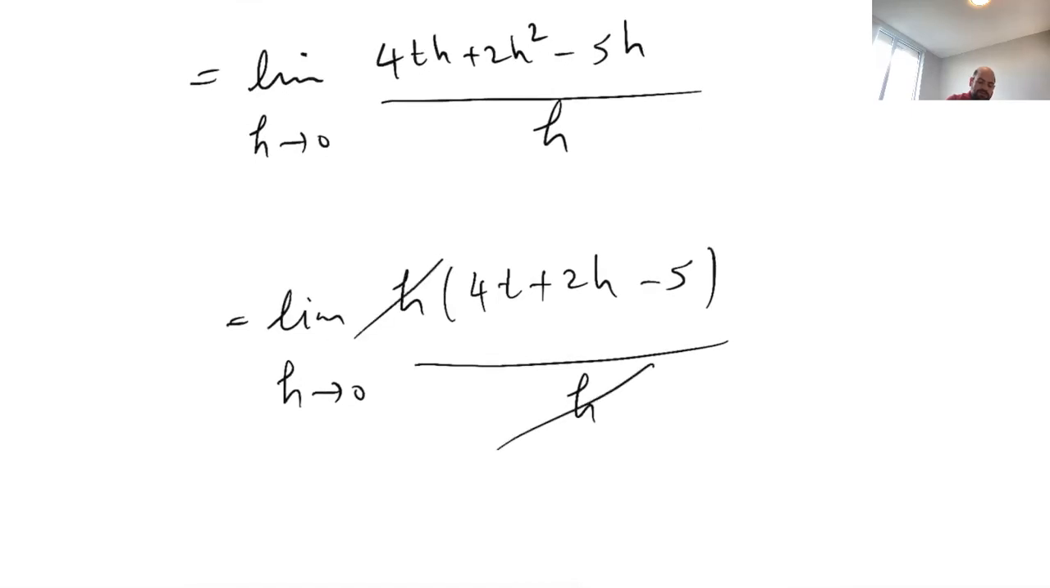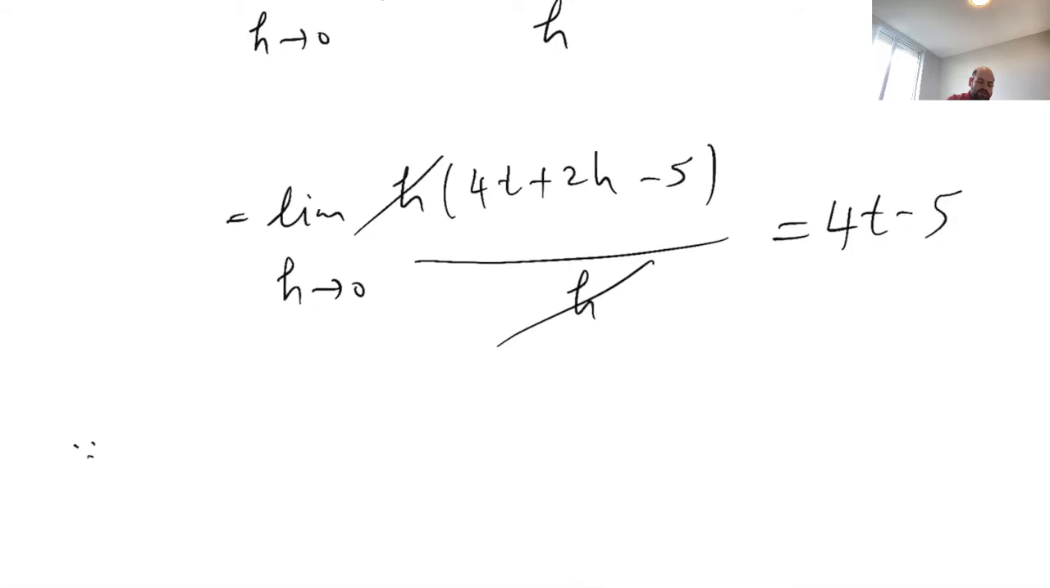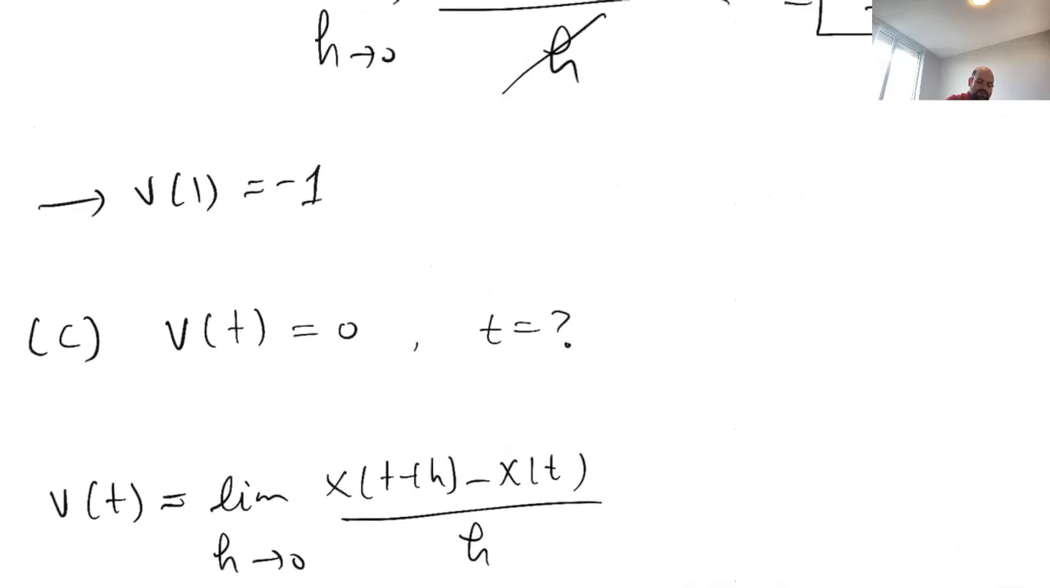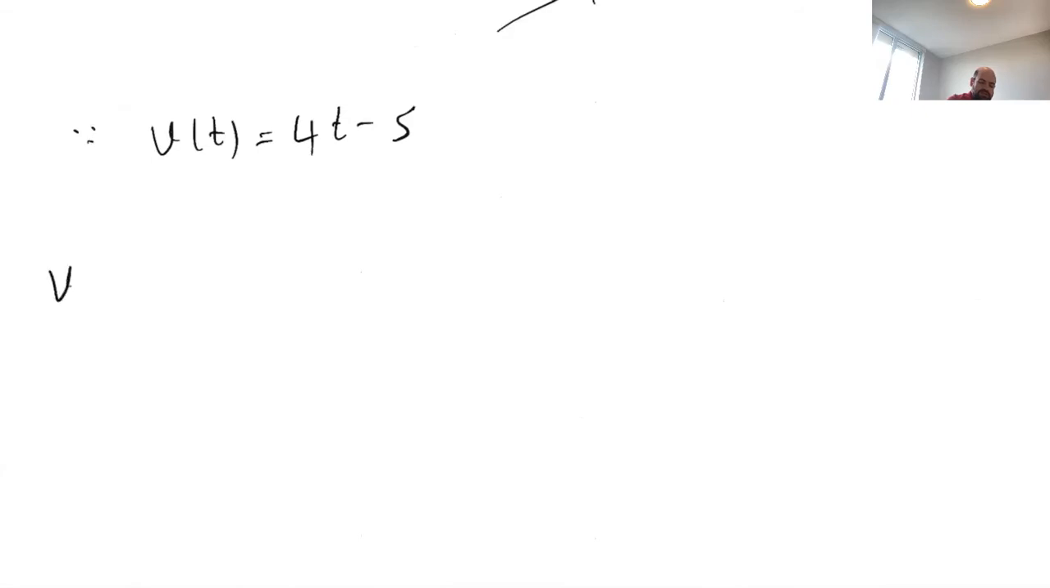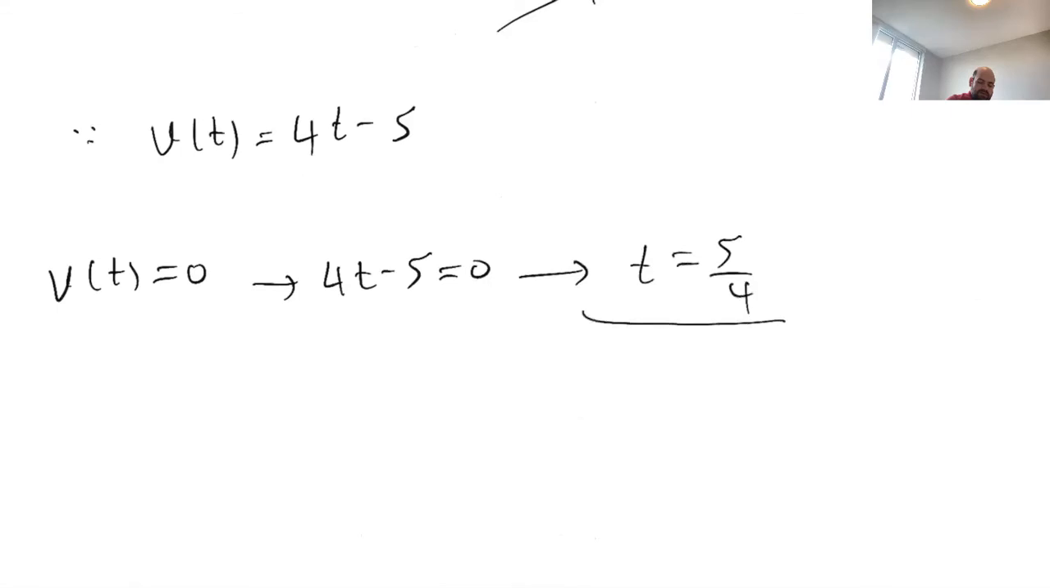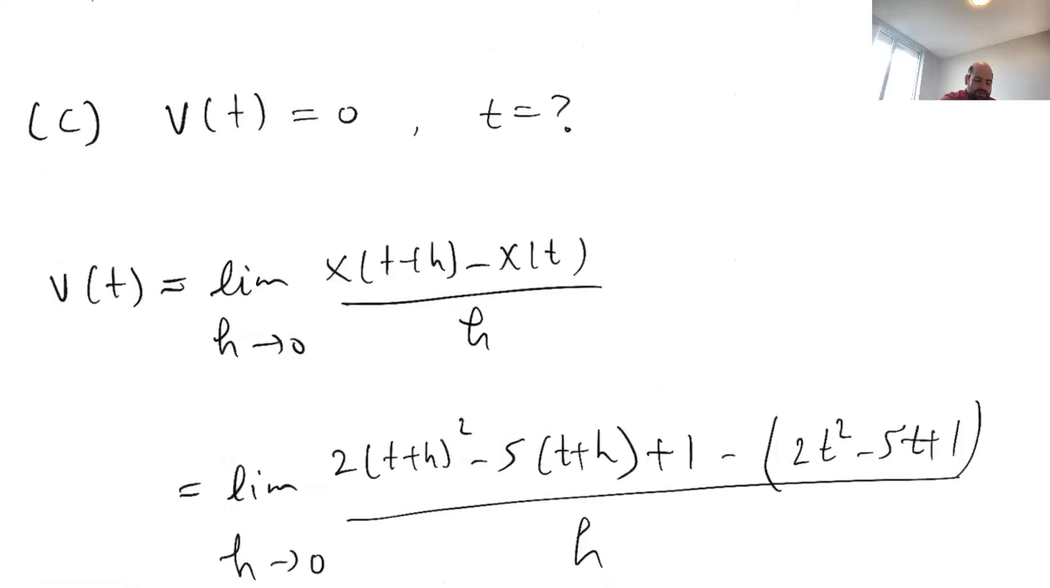Now the answer, as h approaches 0, 2h will go to 0. The answer will be 4t minus 5. So we concluded that v of t is equal to 4t minus 5. Now remember, we wanted to solve for v of t equals 0, and we want to find t. So v of t equals 0. That means 4t minus 5 equals 0. And that gives t equals 5 over 4. So this is the time where velocity becomes 0.